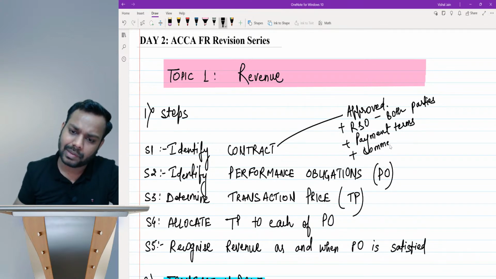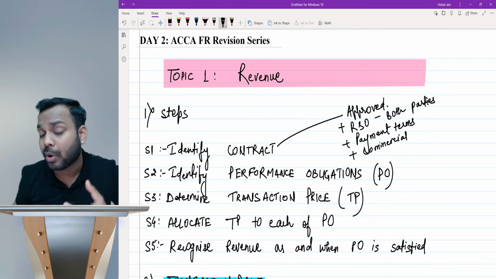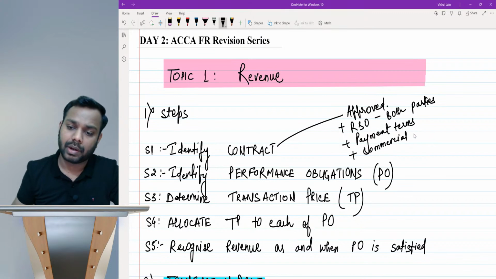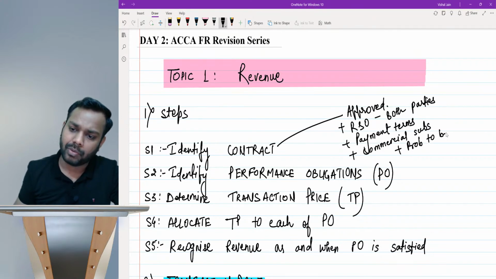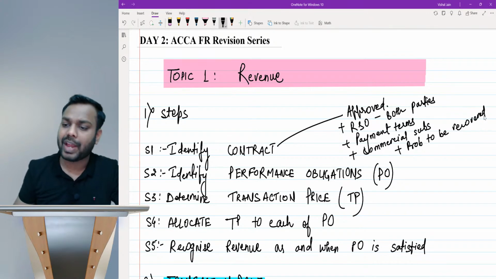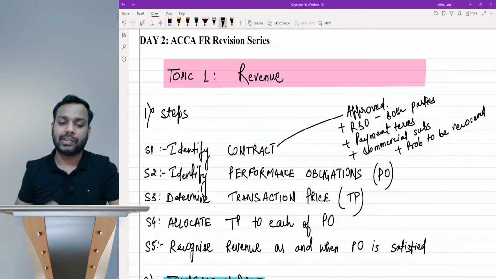What is the meaning of commercial substance? That this transaction has been entered into with an intent of earning the profit, right? Commercial substance. Plus the amount is probable to be recovered. If these 5 conditions exist, we can say there is a contract. Otherwise there is no contract. Okay, now this is step number 1.